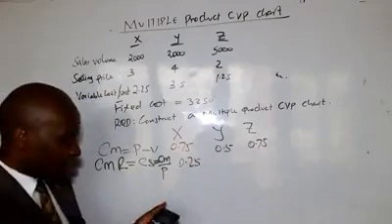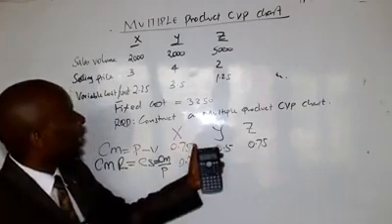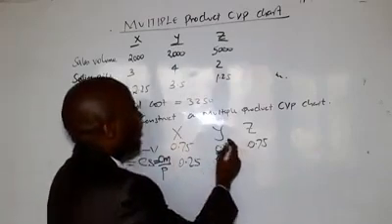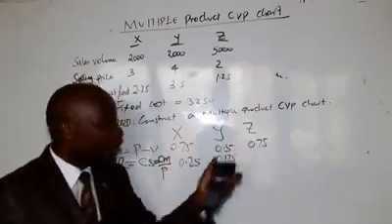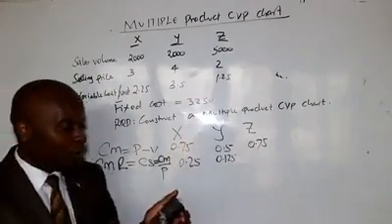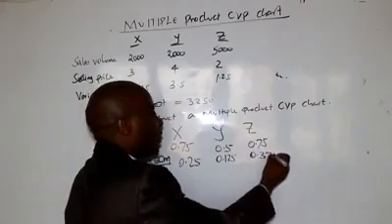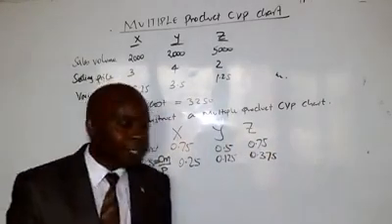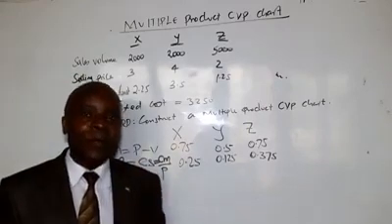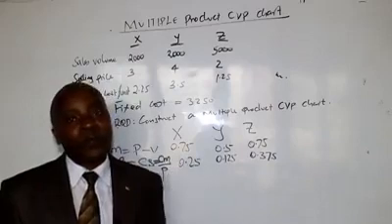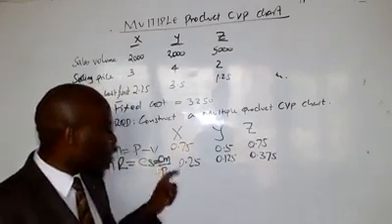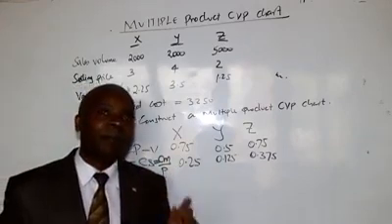For Y, we have 0.5 divided by the price. So the CMR there will be 0.125. Z, lastly, we have the CM of 0.75 divided by the price, which is 2, which gives us 0.375. So step number one, give us the CM. Step number two, give us the contribution margin ratio. And to get this contribution margin ratio, you have seen the formula. It's the quotient between CM and the price.